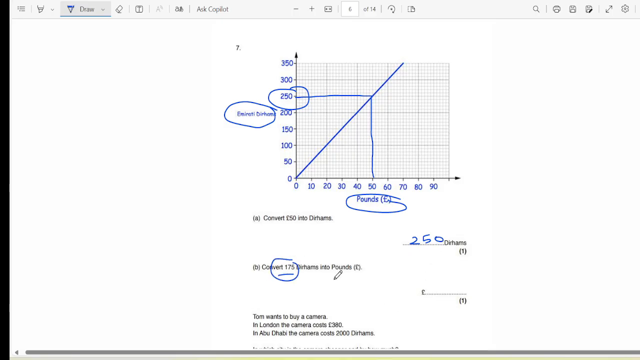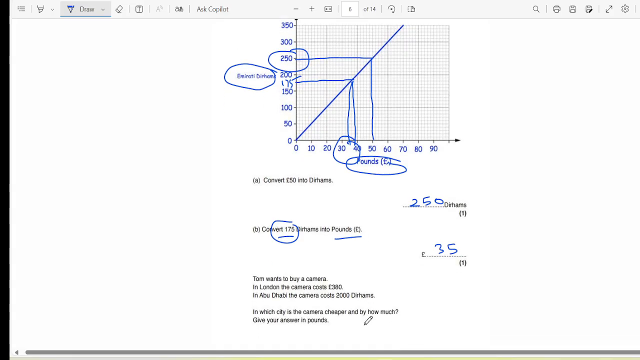Convert 175 dirhams into pounds. So 175 is between 200 and 150. Suppose this is there 175. So if you see this, and make it like this, I mean a proper line, you will get 35, right? So 35 pounds in 175 dirhams.